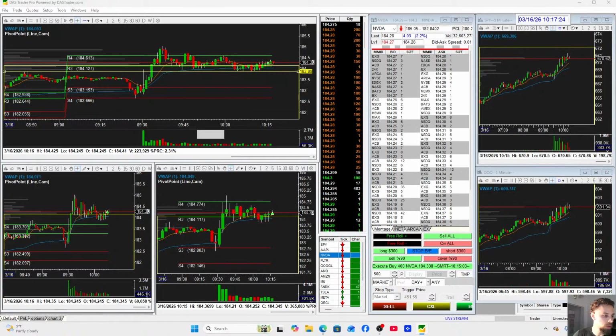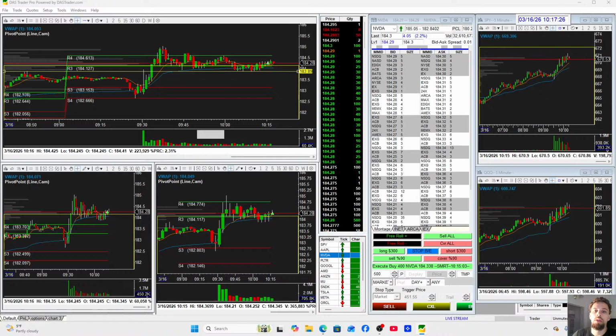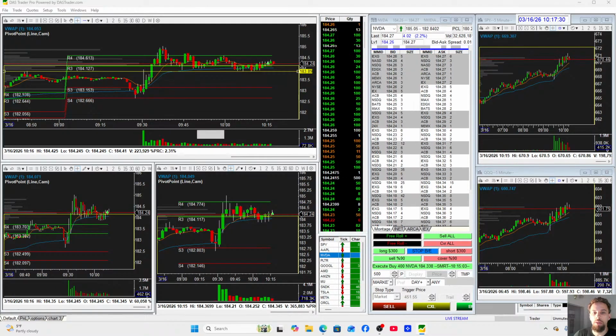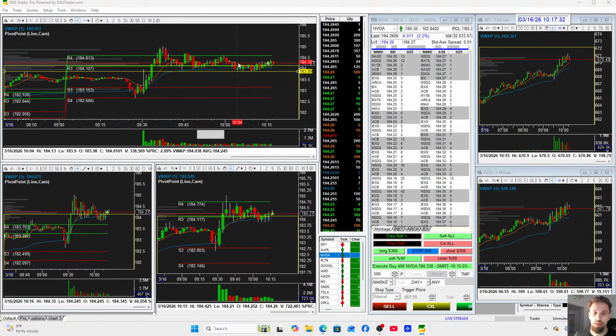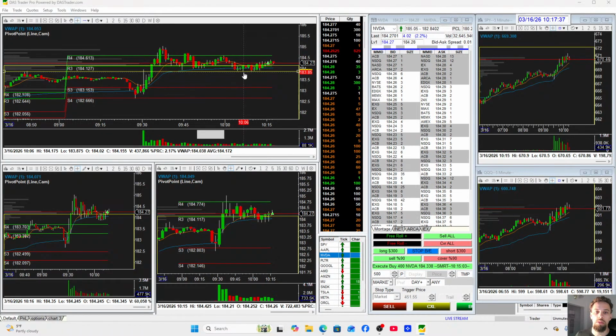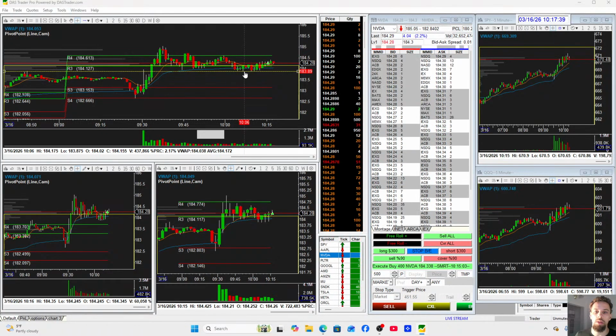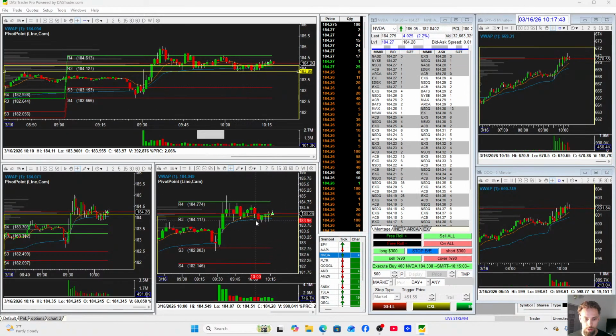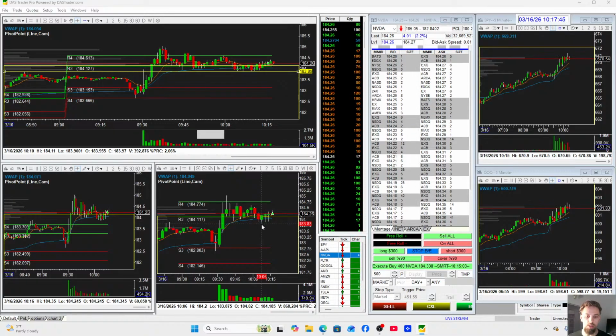So let's see if some buyers are going to step in here. 500 shares, average of 184.35, stop loss at 183.89. Pretty much the bottom of the range here, right? We can see that's where it's finding support.